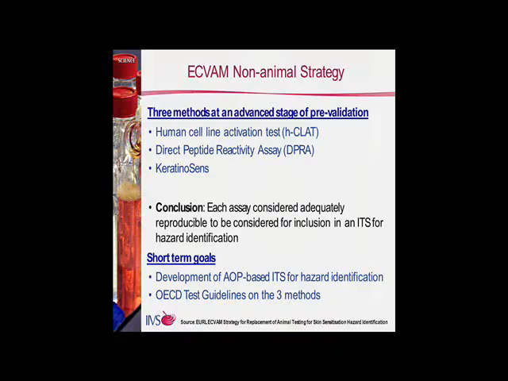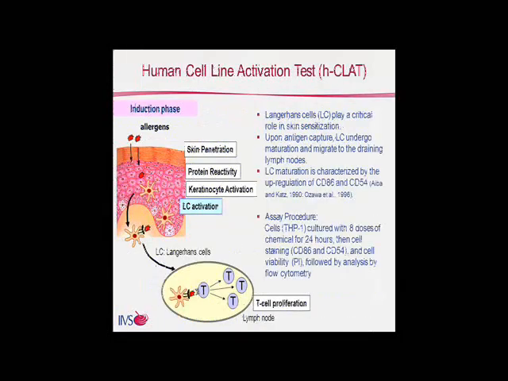So I just want to give a little bit of background on each of these three assays, which will help support the presentations by Susanna and Andreas. Starting off with the human cell line activation test. We know that the Langerhans cells play a critical role in skin sensitization, and upon antigen capture, the Langerhans cells undergo maturation and migrate to the draining lymph nodes. This Langerhans cell maturation is characterized by the upregulation of certain cell surface markers, including CD86 and CD54.